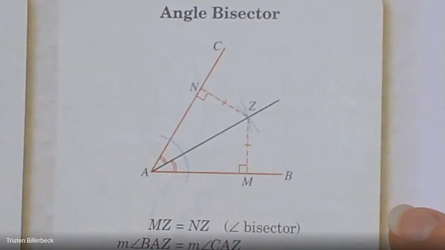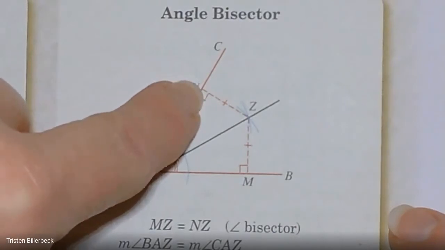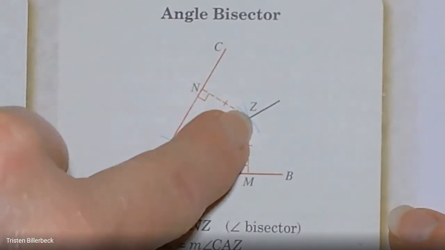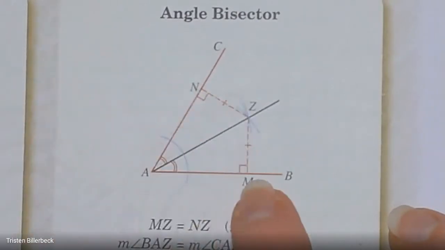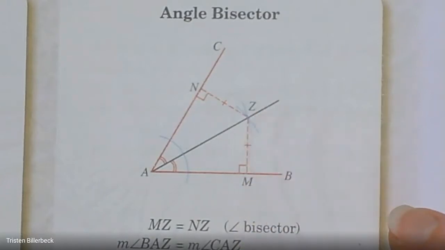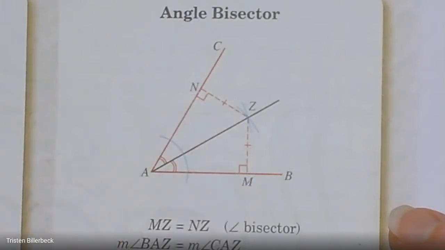All right, and there's a special quality when we do an angle bisector. If we draw a perpendicular from the side of the angle and intersect it at C, the perpendicular from the other side of the angle, when it intersects at Z, happens to be the same length. Another very cool fact about angle bisectors.